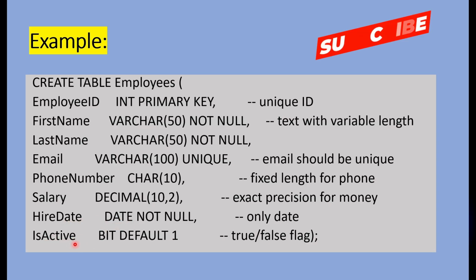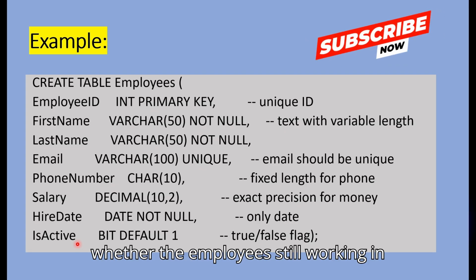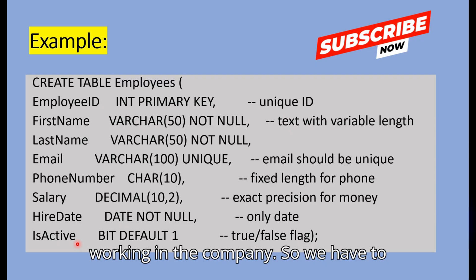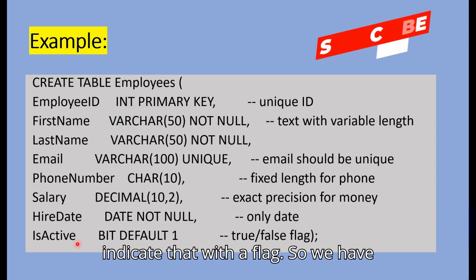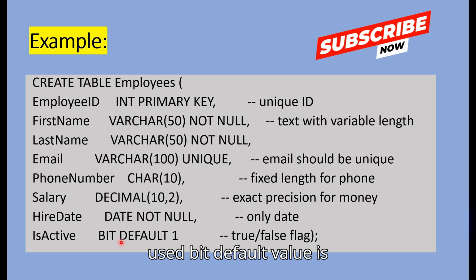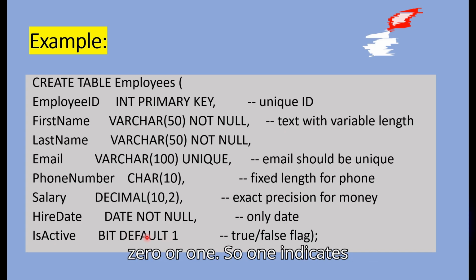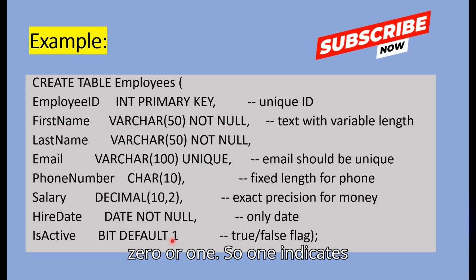Now is active: whether the employee is still working in the company or not working in the company, so we have to indicate that with a flag. So we have used bit, and the default value given is 1. In bit we can store either 0 or 1, where 1 indicates true and 0 indicates false.